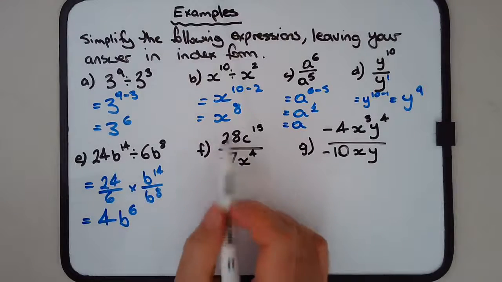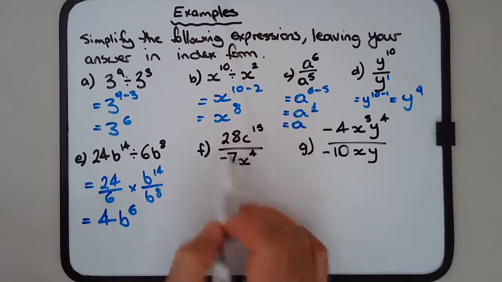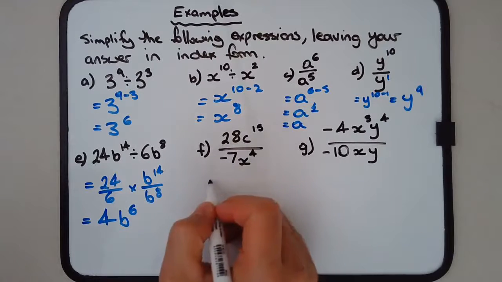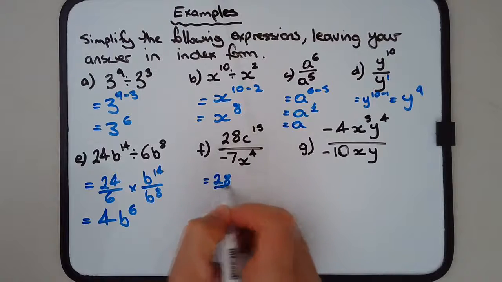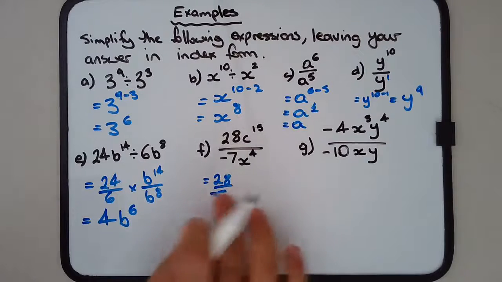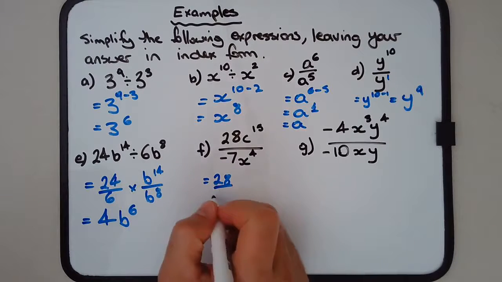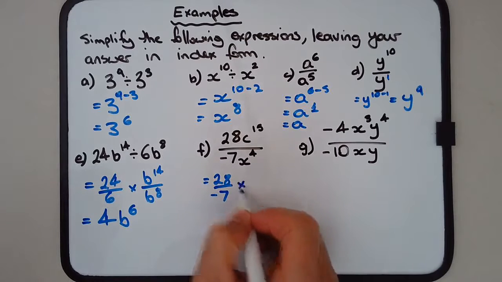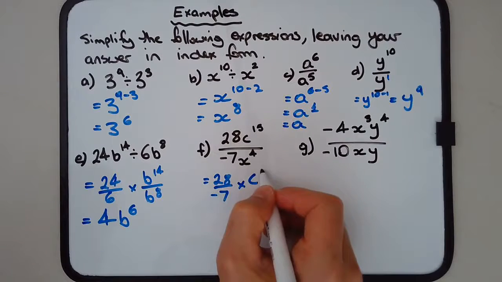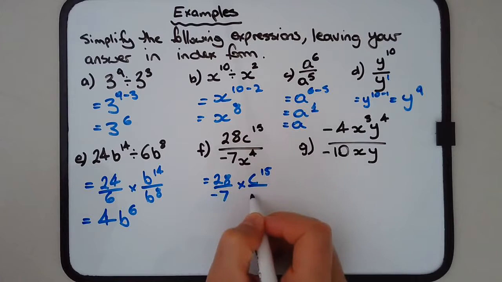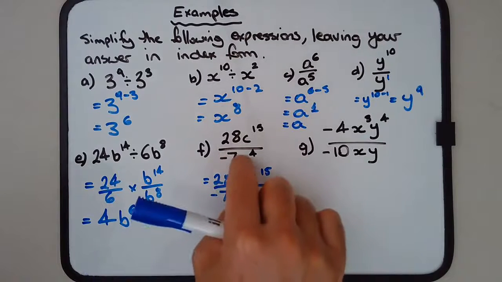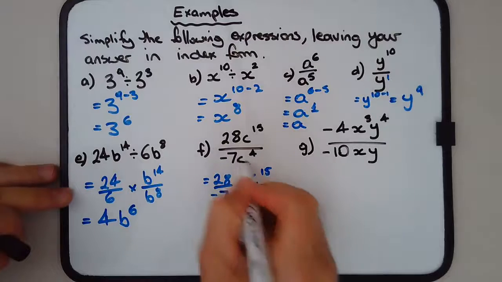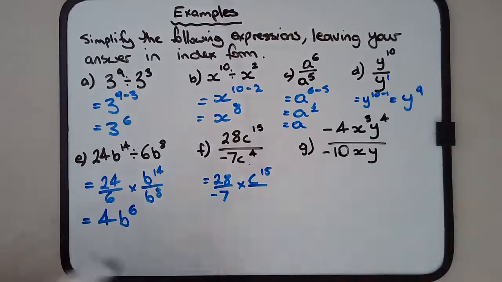Part F. Now, same thing. This expression's already in fraction form. So 28 divided by negative 7. In fact, just to make it a little bit easier for you, let's separate them again. Okay, you don't have to do this, but I guess it just makes it a bit easier to see. All right, so 28 over negative 7 multiplied by c to the 15 over, that should be a c, sorry about that. Didn't see that before, so that should be a c. Yep. c to the power of 4.